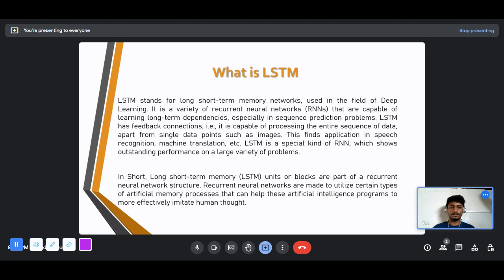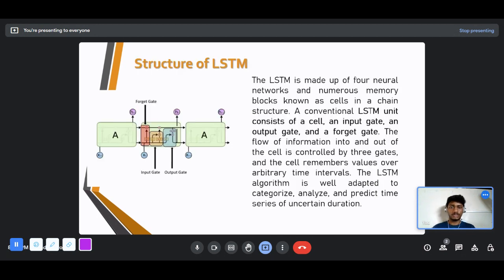Now, going to the next slide, we have the structure of LSTM. I need you all to look at this figure shown here with a little importance, because this is how exactly an LSTM structure looks. The LSTM is made up of four neural networks and numerous memory blocks known as cells in a chain structure. A conventional LSTM unit consists of a cell, an input gate, an output gate, and a forget gate. The flow of information into and out of the cell is controlled by three gates, which, as I said, are input, output, and forget gate. And the cell remembers values over arbitrary time intervals. The LSTM algorithm is very well adapted to categorize, analyze, and predict time series of uncertain duration.